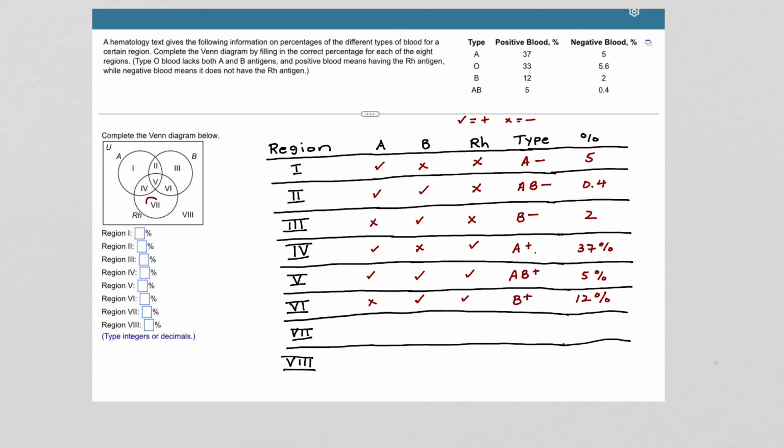And we're almost done. Section 7, I am not in the circle of A, not in the circle of B. We are inside the RH circle, though. So when you have neither A nor B, that means you have type O blood. And in this case, it would be O positive, and O positive, very common, 33%.